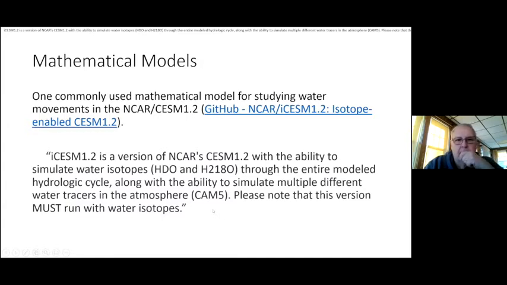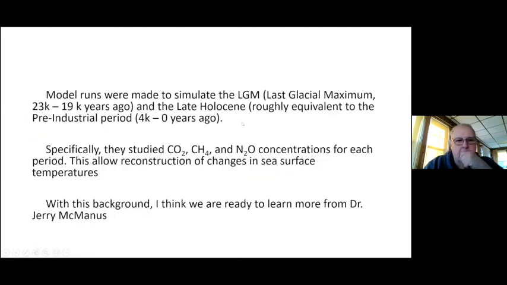And Jerry will talk more about his work. So in some of the model runs, they use a period called the last glacial maximum, which was roughly from 23,000 to 19,000 years ago. And the late Holocene, roughly the last 4,000 years, which we call the pre-industrial period. And looking at carbon dioxide, methane, and N2O concentrations. So from this, we can reconstruct changes in sea level. So I think we're ready to learn more from Jerry.